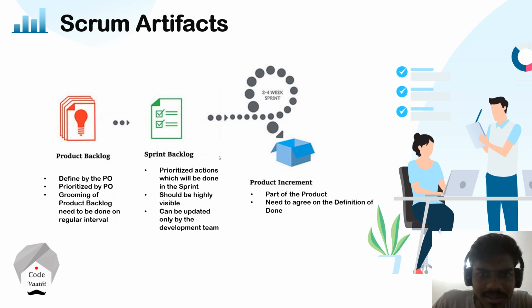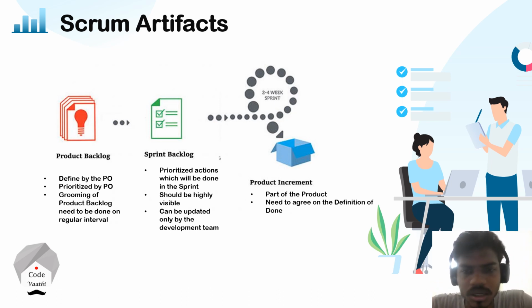Coming to the Scrum artifacts. In the Scrum artifacts, there are three very crucial items. I don't want to name them as documents, but they are three important things. One is the product backlog. It is defined and prioritized by the product owner. It will be reviewed at regular periods of time so that the product owner is kept engaged and is very clear with his priorities.